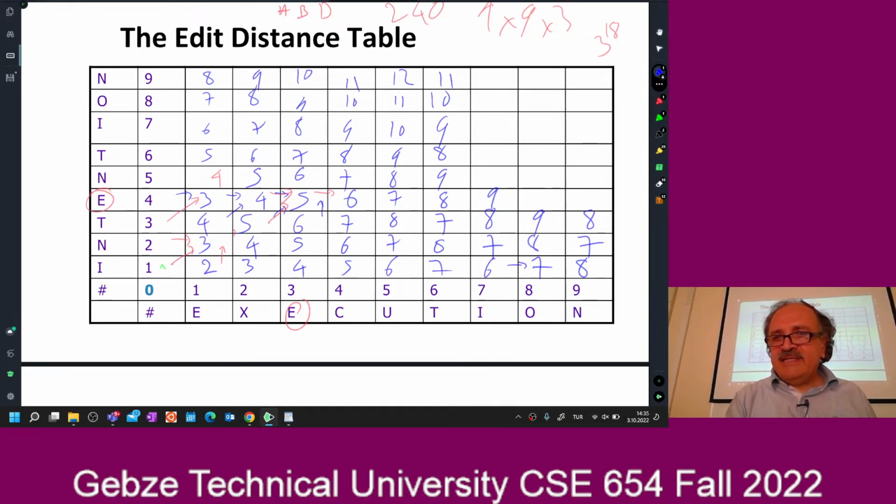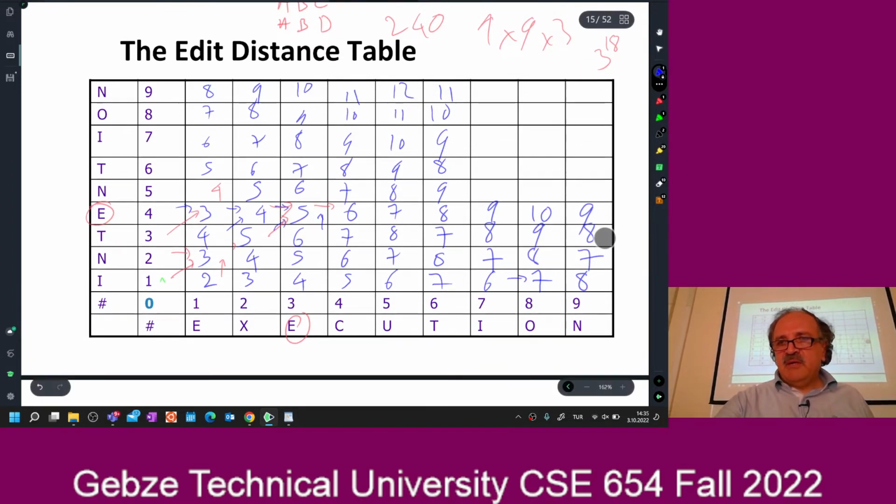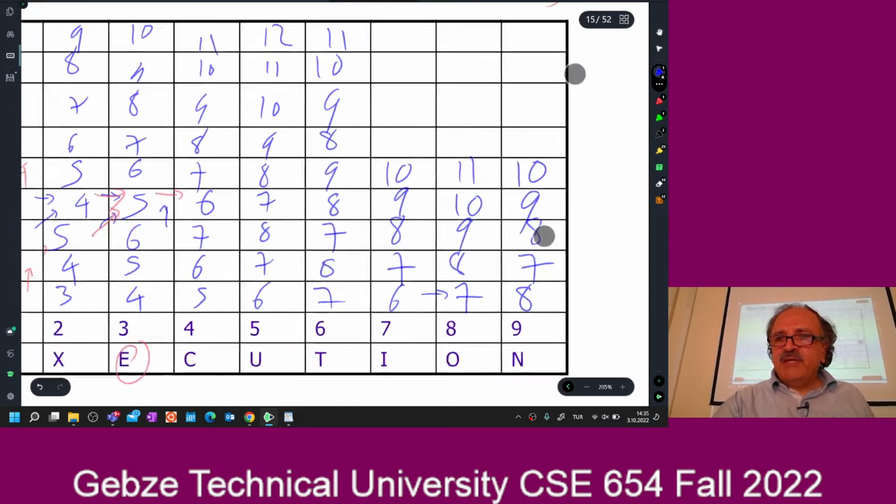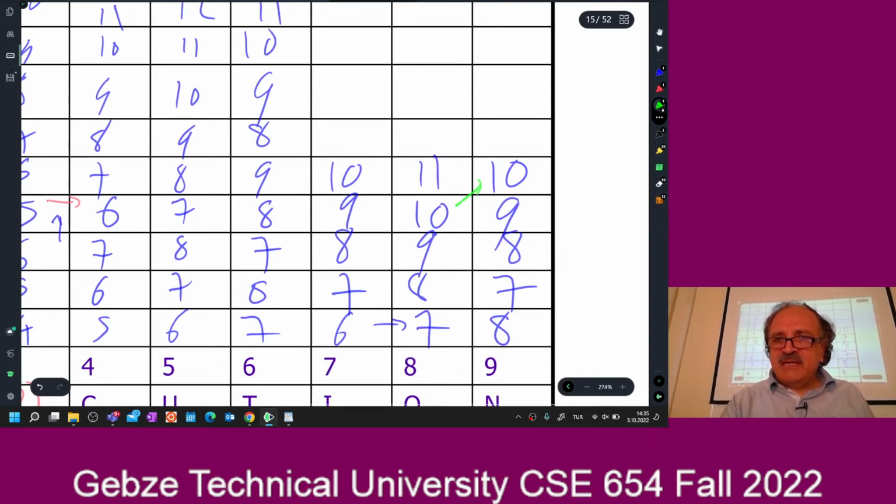So E, this is 10, right? And this is going to be what? This part is going to be 9, right? Because I am coming from the bottom. And okay, maybe something interesting will happen at the end. This is 10, 11, and if I come here, it is going to be 10. Okay, I can come to 10 in both ways, either this substitution or this deletion, right?